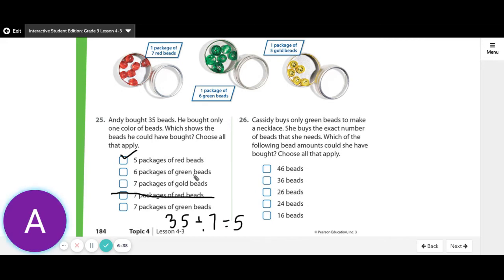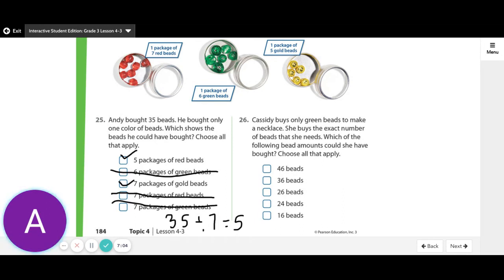Could he buy 6 packs of green beads? So 6 times 6 is 36. He doesn't have quite enough beads for that. 7 packages of the green beads: 7 times 6 is 42, so that wouldn't work either. Let's look at the gold pack. There's 5 gold beads. If he bought 7 packages of gold beads, we'd think about 7 times 5. That also equals 35, so those would be the 2 correct answers.